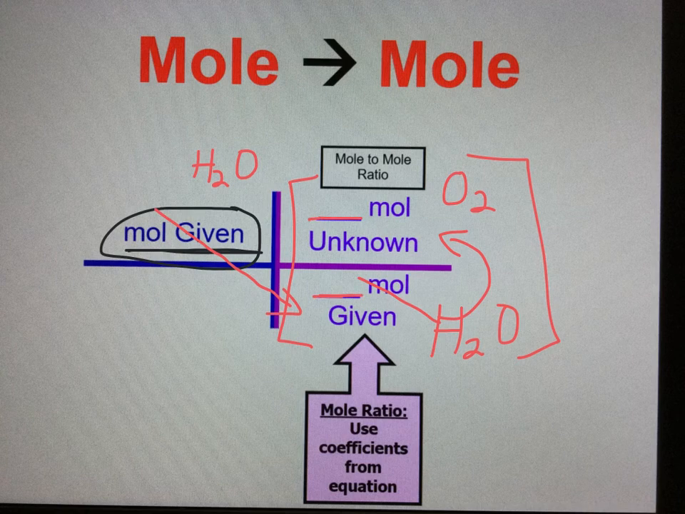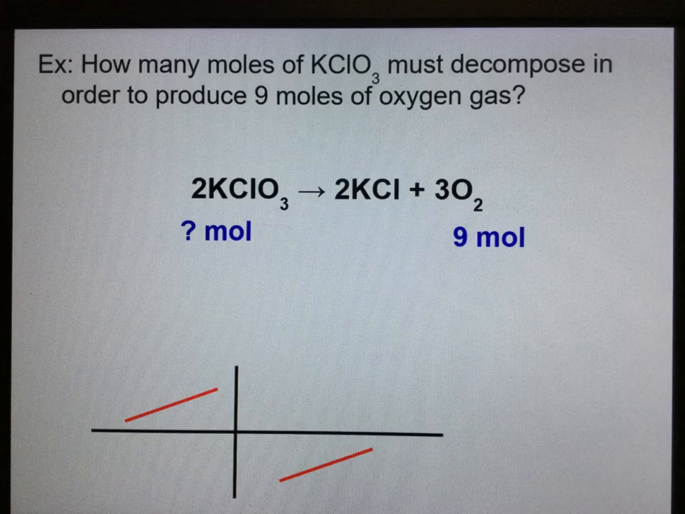Okay, let's go ahead and take a look at an example. Here it says how many moles, so this is what I'm looking for, the moles, of KClO3 must decompose in order to produce 9 moles of oxygen, which is my given. Okay, so this is what I know. This is what I have. And here's my equation.